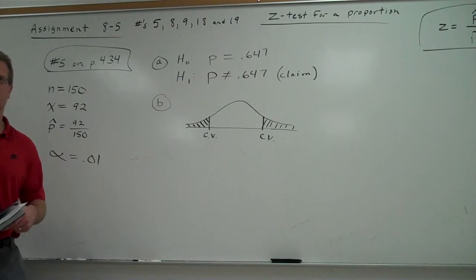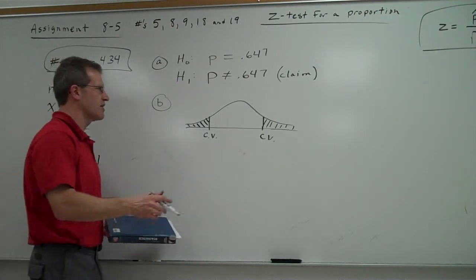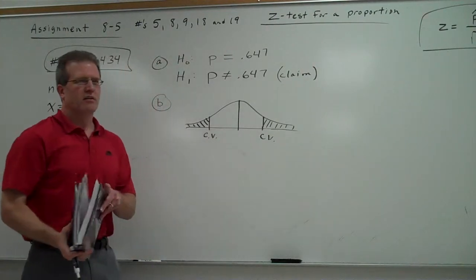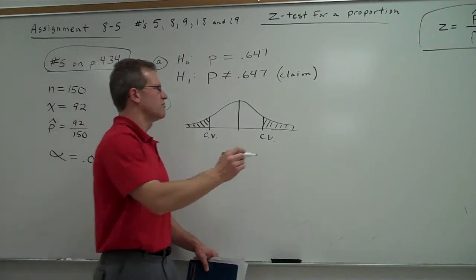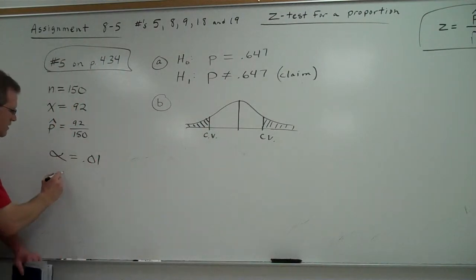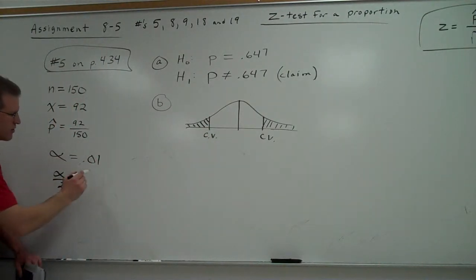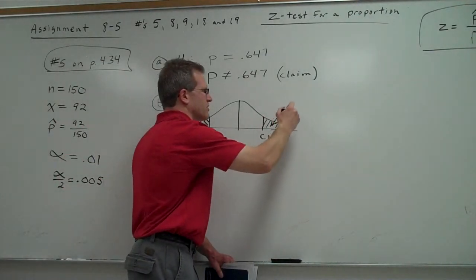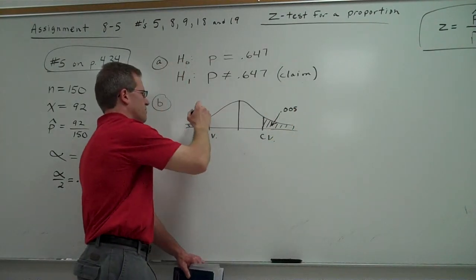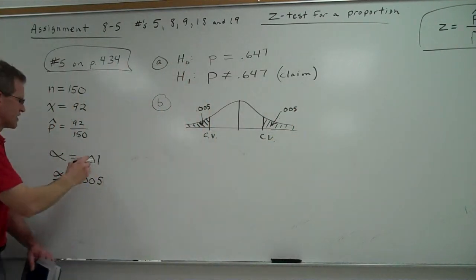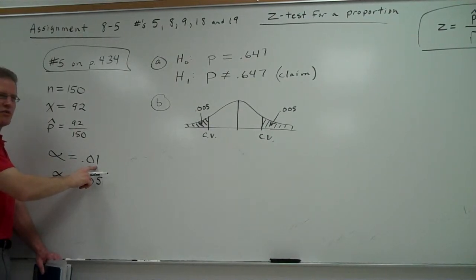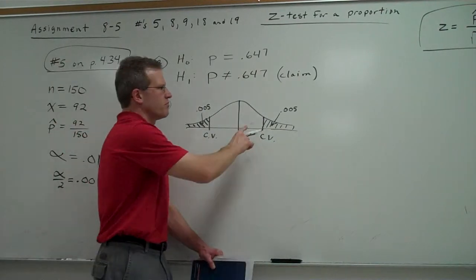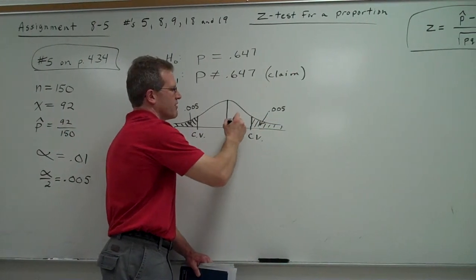So which chart do you think we'll use? Go back to your z-chart again. Alpha is 0.01. With the z-chart, if it's two-tailed, you have to divide by 2. So 0.01 divided by 2 gives you 0.005. So each tail area is 0.005. And what this alpha tells us is that if the null is true, we still have a 1% chance that we're going to reject it when we shouldn't. So we have a 1% chance of making what's called a type 1 error. If you take 0.5 minus 0.005, you get 0.495 in these two areas.